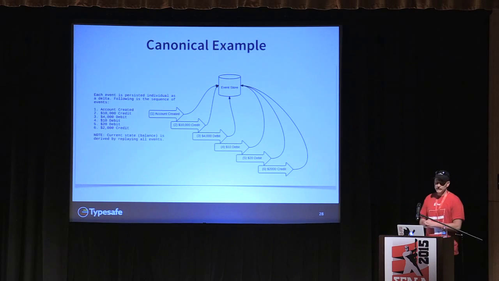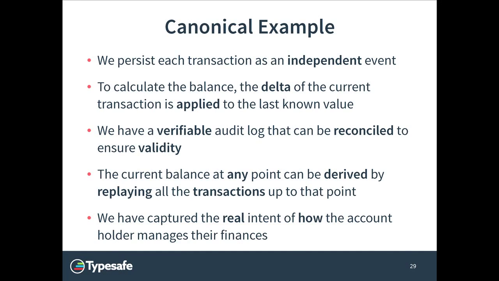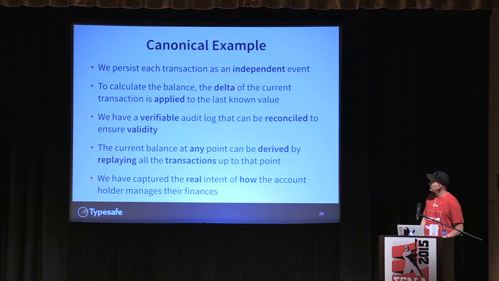So why is it only positioned for registries, things of importance? Why does it have to be that way? Well, it doesn't. It can be used pretty much for any model. This is just a rehash of what I said, but essentially you're going to persist each transaction as an independent event. You're going to calculate the balance or the delta of the current transaction, and you're going to apply it to derive your balance. It gives you a verifiable audit log that can be reconciled for validity and can be replayed, and you can derive current state at any point in the timeline. That has an interesting impact on analyzing intent by observing behavior between time boundaries.